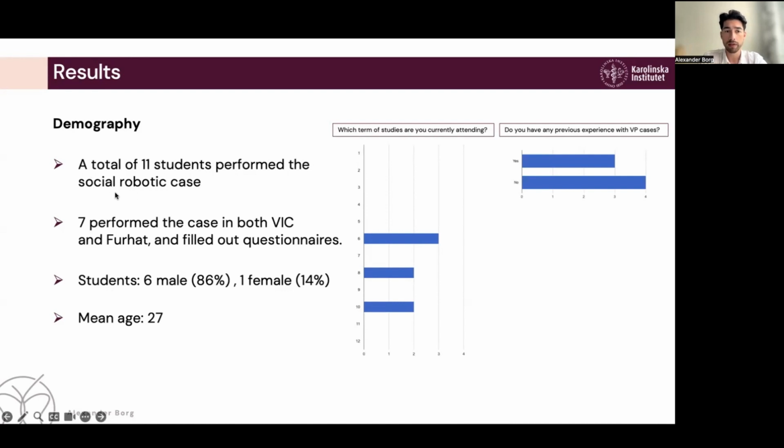6 students were male and 1 was a female student. The mean age was 27. And as you can see to your right here, students were from different semesters in the latter half of the medical program. We had international students who took part in the course who were from higher semesters, while the Swedish students were from the 6th. And also a majority of the students did not have any previous experience with virtual patient cases.